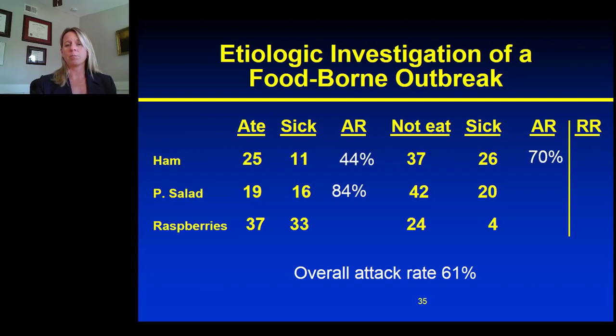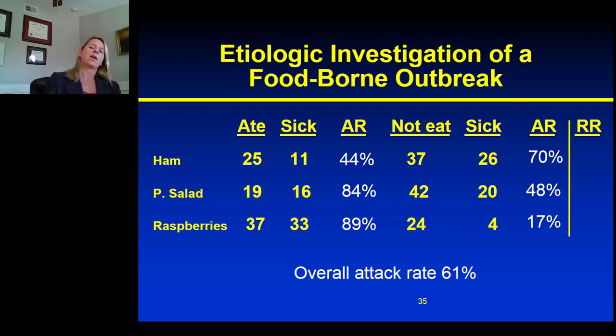So I'll quickly populate this table. So we get, for the ham eaters, the attack rate was 44% compared to 70% attack rate in those who didn't eat ham. And just initially, one would not deduce that ham was somehow protective. The next is a potato salad. 84 who ate it became sick compared to 48. So that's an item that falls out as a potential cause. And then similarly, the raspberries had an 89% versus 17%.